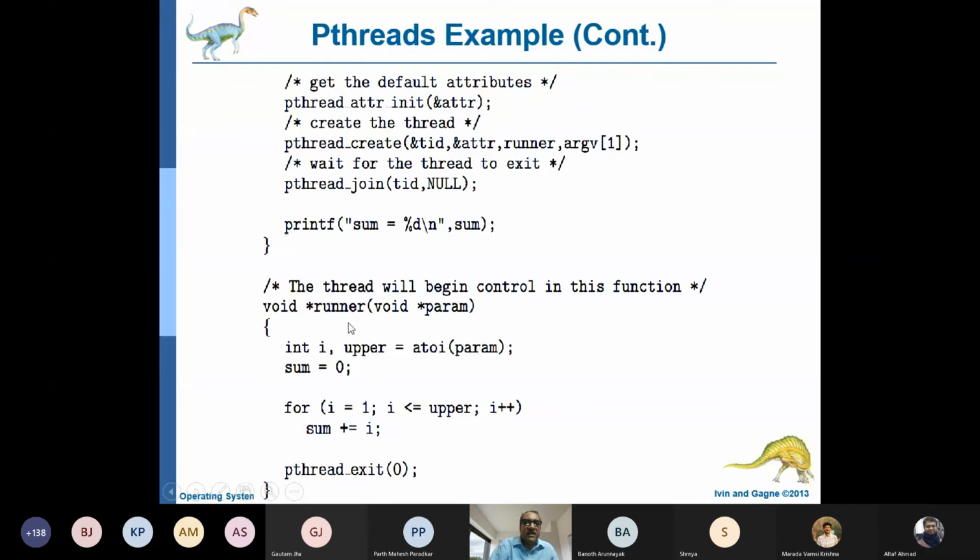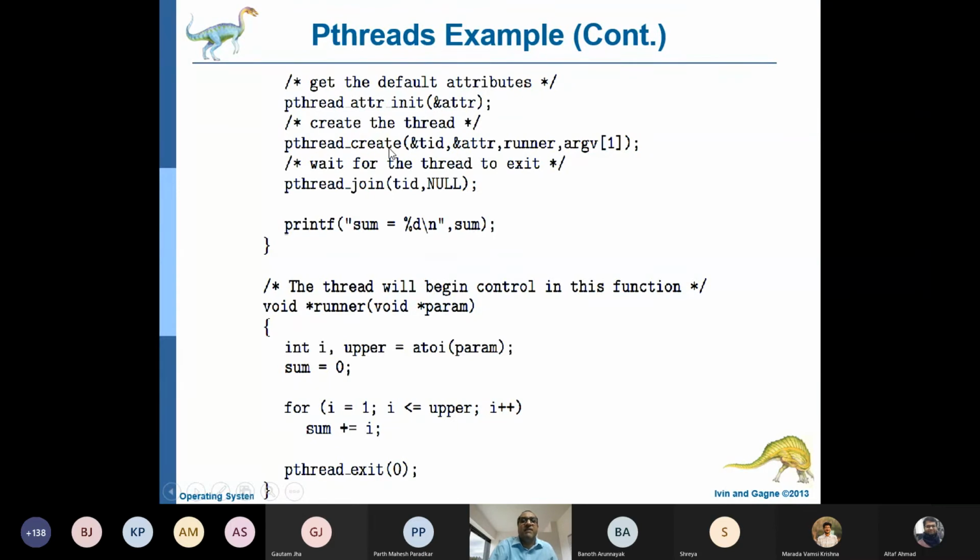At the end of this function, you have pthread exit. It means that this thread will be terminated. This thread will be completed and it will exit. And upon this exit, the parent thread starts execution and it prints the sum.